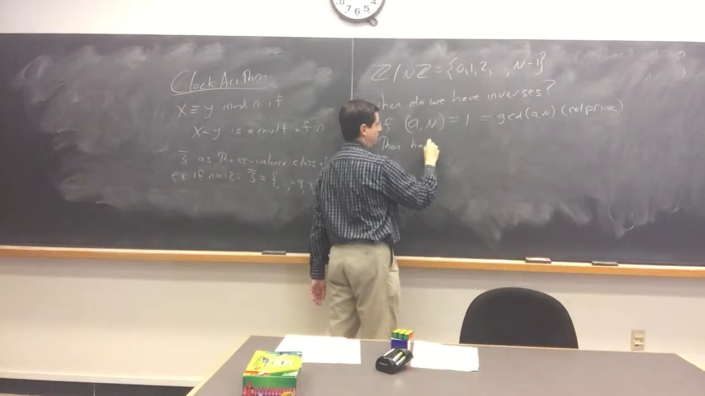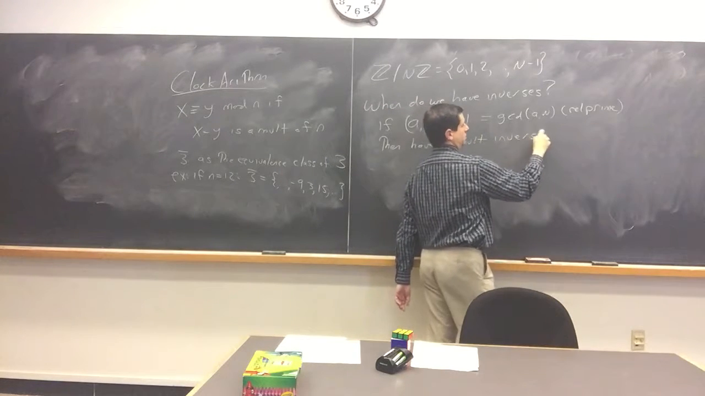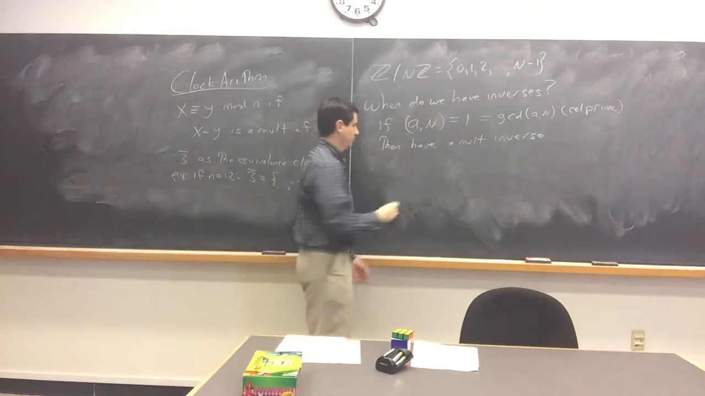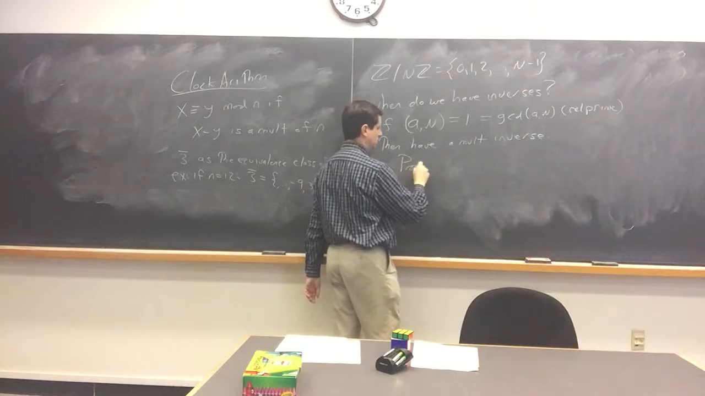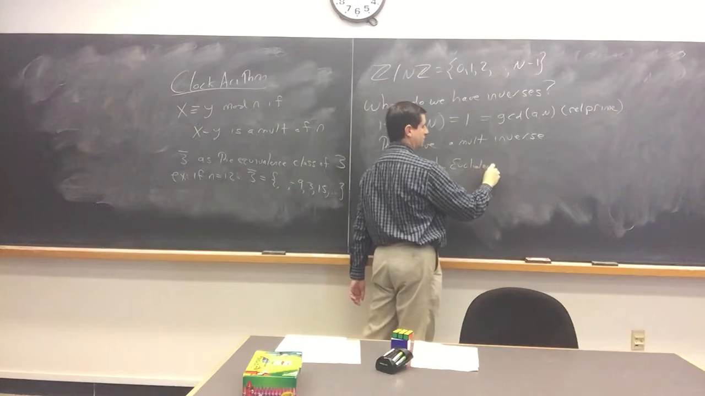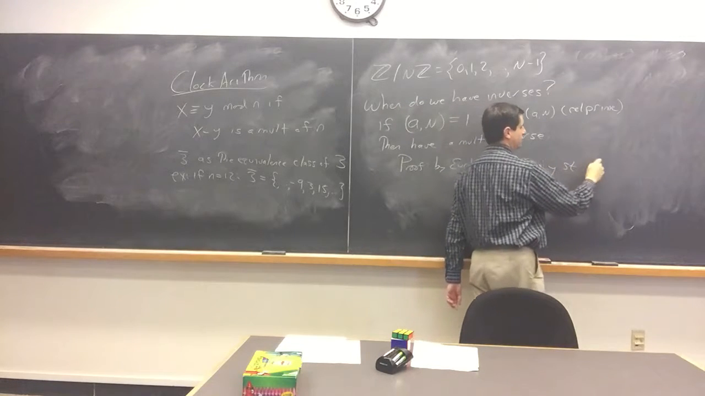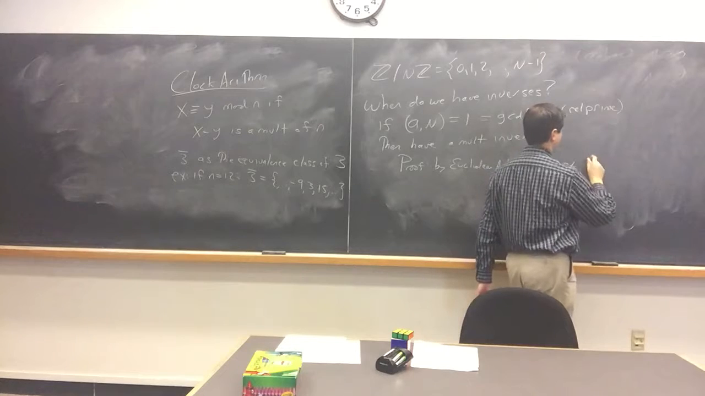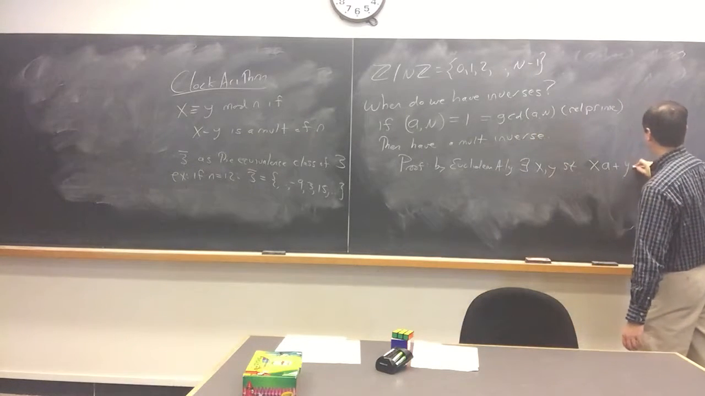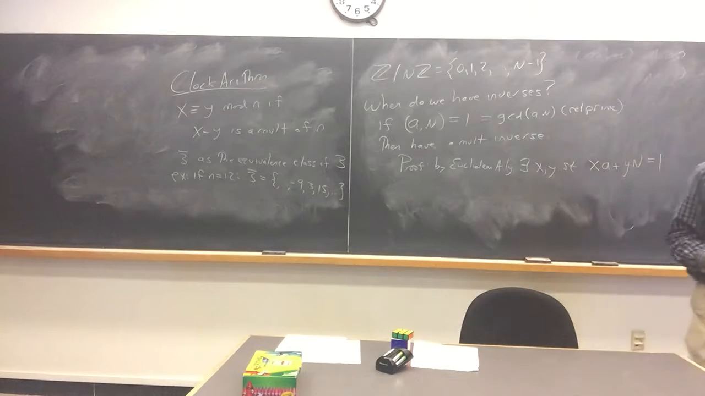Then we have a multiplicative inverse. And the way you get this is with the Euclidean algorithm. So the proof is by the Euclidean algorithm. There exists x and y such that xa plus yn equals 1, which is good for you to see.